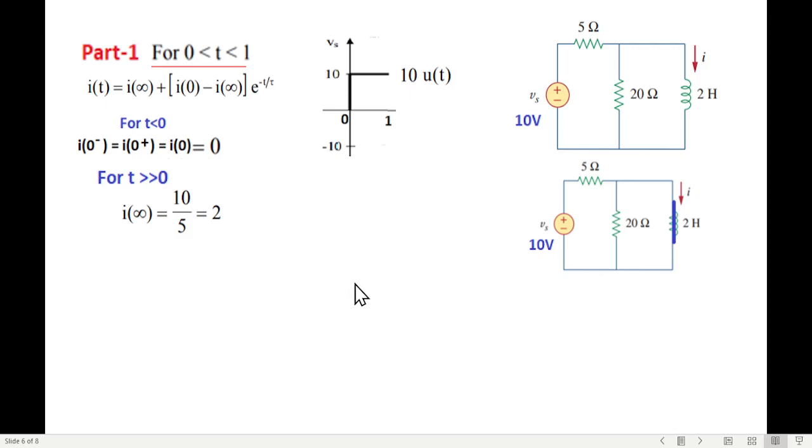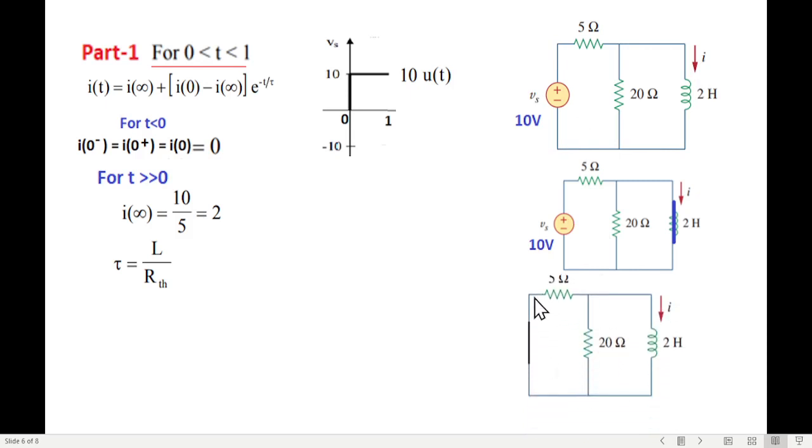Now we need to find tau. And tau, for the inductive circuit, is given by this formula, L divided by R Thevenin. R Thevenin we can find from this circuit by shorting the voltage source. So once we short the voltage source, we can see this 5 ohm and 20 ohm resistance are in parallel, if we look from here. So R Thevenin is 5 parallel 20, which is equal to 4. Now plugging in, the L is 2. So 2 over 4 is 1 over 2. So tau is 1 over 2.